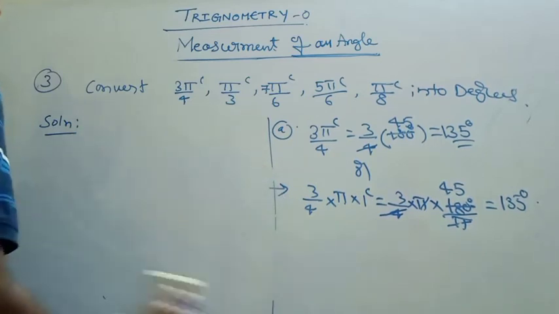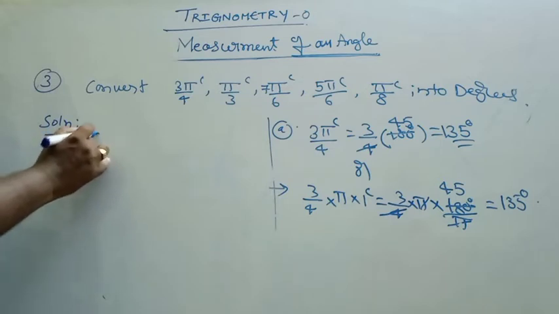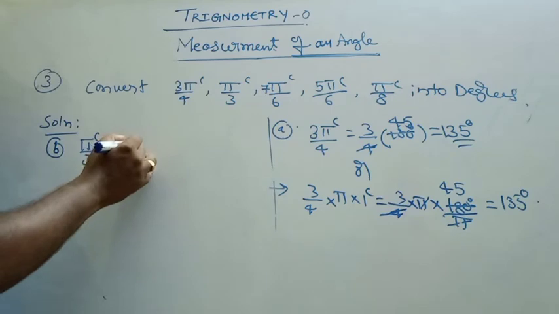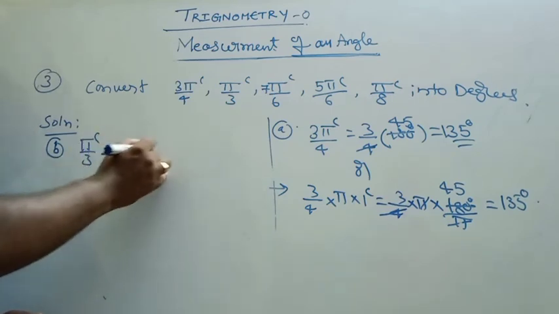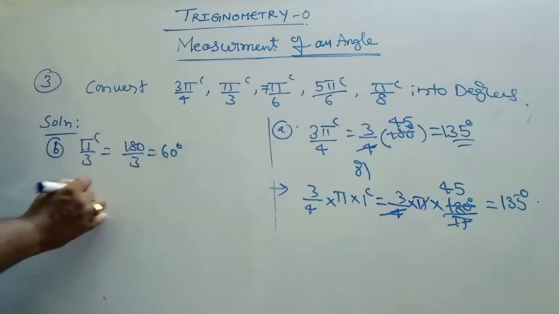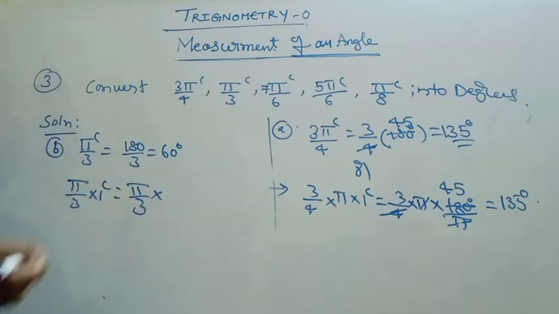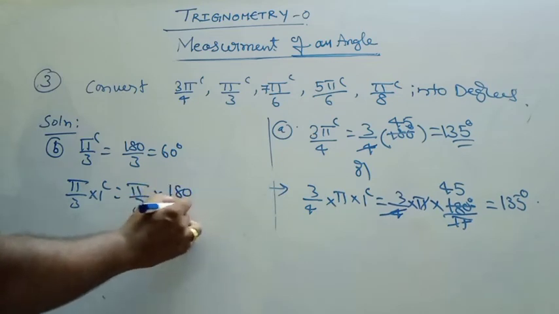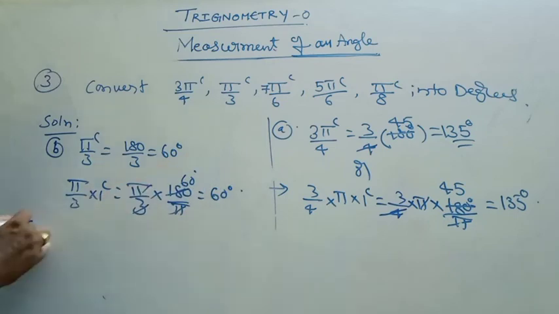Now in the same way we have the second one, pi by 3 radians. However, pi radians is equal to 180 degrees, so by 3, that is 60 degrees. Otherwise, pi by 3 into 1 radian is 180 degrees by pi. Pi cancels, 3 ones are 3, 3 sixes are 60 degrees, okay, fine.